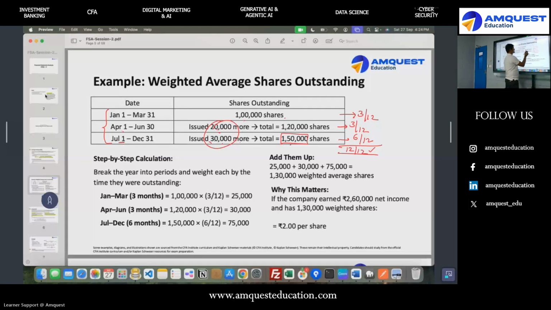And the period, if you adjust this, so what is 1 lakh into 3 by 12? 25,000. Then 120 into 3 by 12? 30,000. 150 into 6 by 12? 75. And then I add 75, 30, 25, I get 130. So instead of saying 150, the correct answer is 130 because notice that won't be equal because this is the closing and this is the amount outstanding for the year. And you need to find out EPS based on outstanding for the year. So that's WANOS. WANOS means weighted average number of shares.